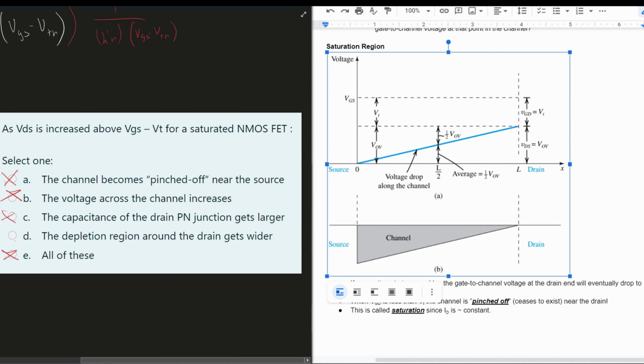So last thing, the depletion region around the drain gets wider. Well, if we look at the top part up here, we can see that around here, it does get wider around the drain. So this is true, and D is going to be the answer. As VDS is increased above VGS minus VT for a saturated N MOSFET, the depletion region around the drain gets wider.